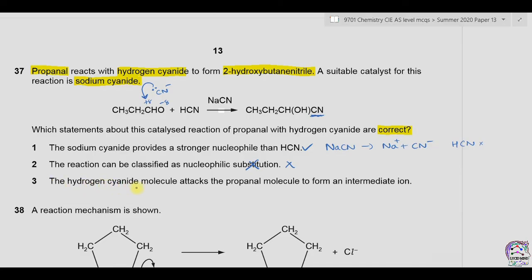Third option says the hydrogen cyanide molecule attacks the propanal molecule to form an intermediate ion. Actually, hydrogen cyanide does not attack, only cyanide attacks in the form of a nucleophile, so this is incorrect. So we have only one option and therefore the answer is D.